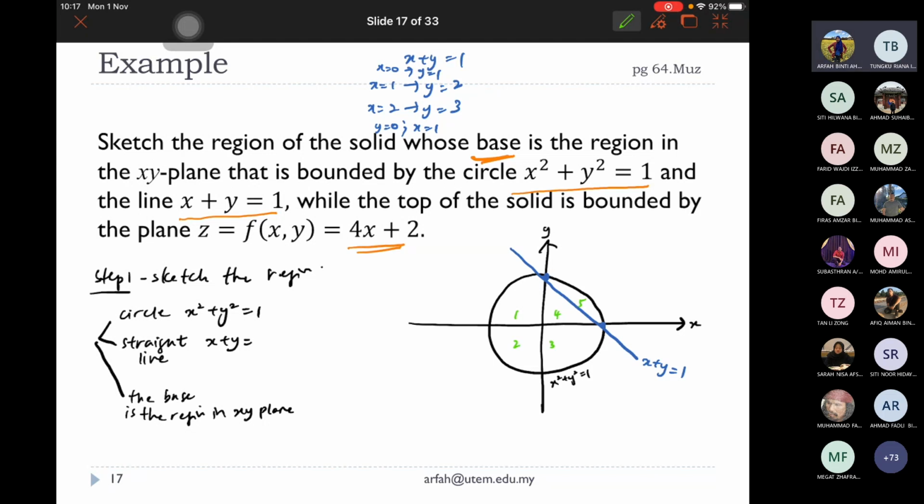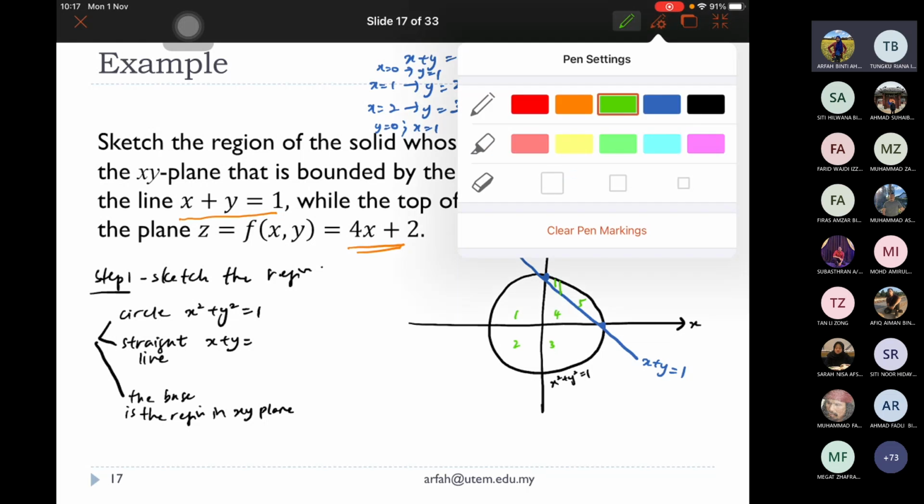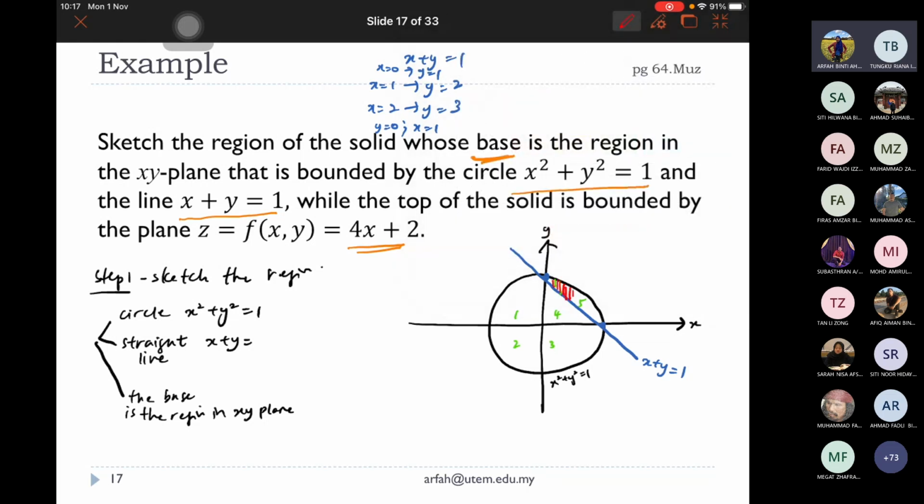Jawab dia. Ada soalan ni. 4 kot. Okay, yang lain? 5 kot. 5. Kenapa 5? So betul, jawapan dia 5. Sebab dia dibatasi garisan ini dan juga circle tu. Kalau awak ambil 4, dia kat bawah. Dia kata dia punya base adalah XY plane. So, it is 5. Sini adalah dia punya rantau berlorek. So, ini adalah region R kita.